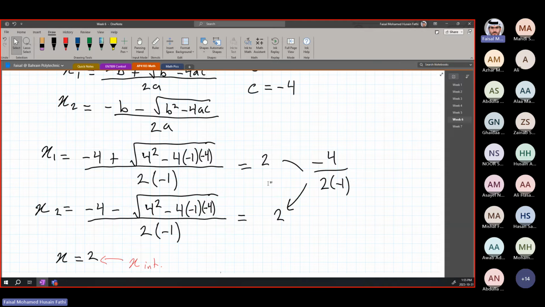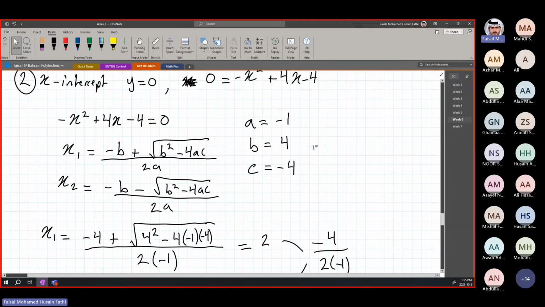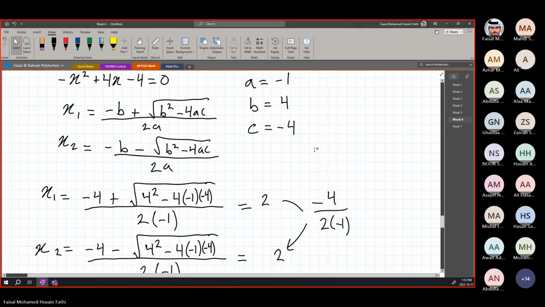So our A is -1, our B is 4 and our C is minus 4. I get only x equal 2. Make sure of your solving method. Make sure you are putting in the right numbers. I also get just 2. Okay.